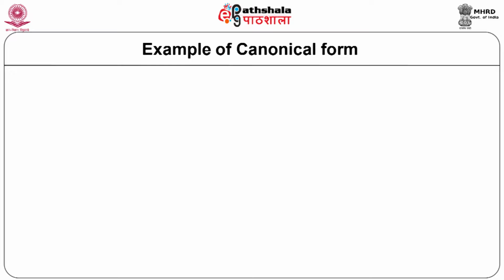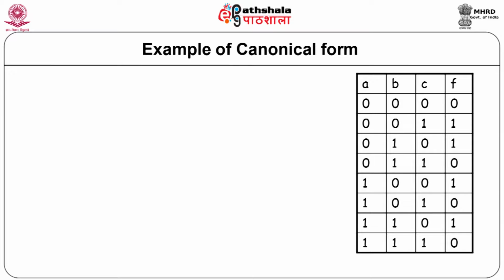Let us take an example of how to obtain canonical sum of product forms from the given truth table. Now, we are given a truth table with 3 inputs A, B, C, and the output of the logical expression is f. After writing the 8 possible input combinations 0 through 7 in order, let us write the equation for the Boolean expression in the form of min terms as well as max terms.